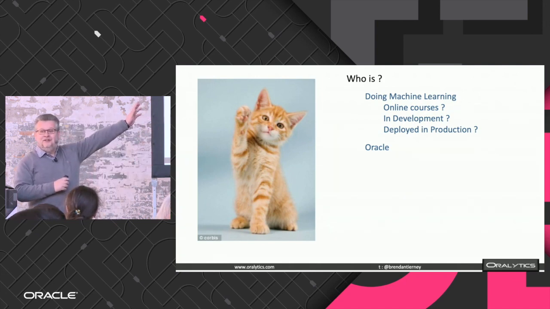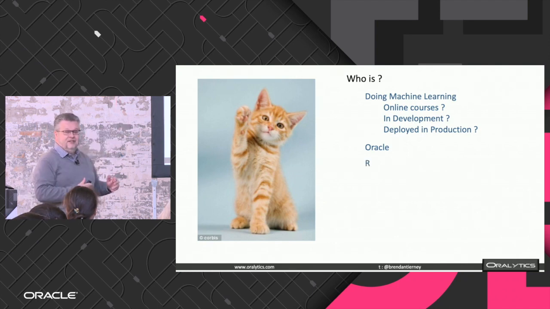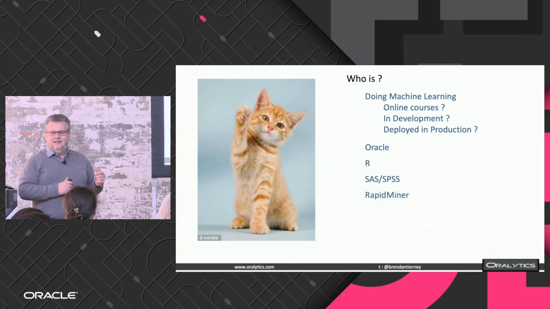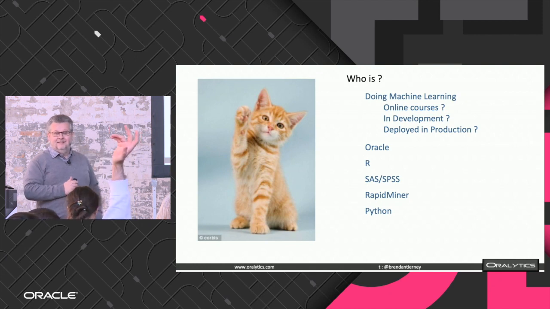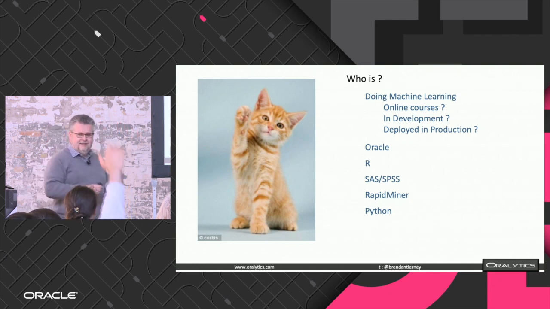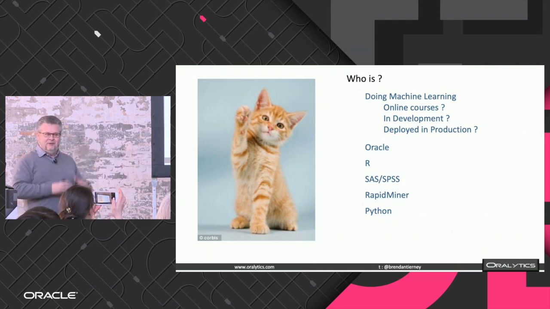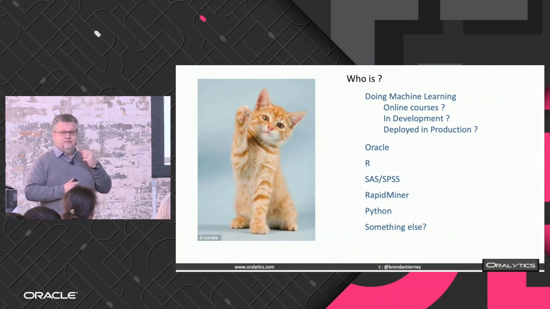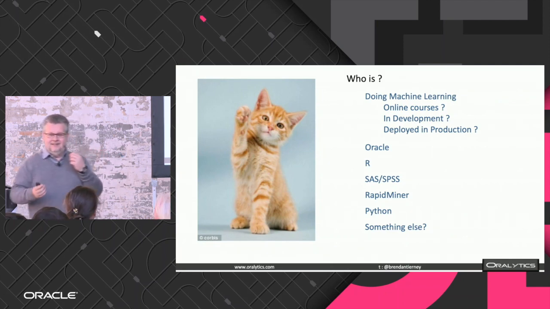So hands up again, who's using Oracle technologies for machine learning? So there's a few hands went up. Anybody using R? Okay. SAS, SPSS, okay. All right, I'm getting to Python. Who's using Python? Yeah? All right, so now there's actually some issues about doing machine learning in Python, but anyway, that's probably a conversation that we can have over coffee afterwards, okay? Anybody using something else? What are you using?